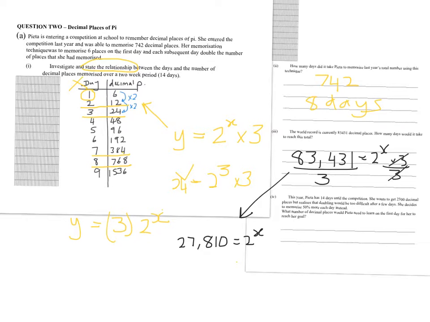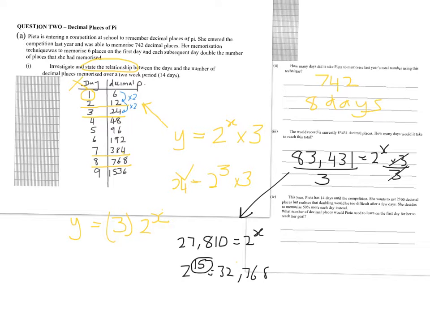You're going to have to use guess and check a little bit. I tried 2 to the power of 14 on my calculator, and that was too little, but 2 to the power of 15 equals 32,768. So that was how many days? It must be at least 15 days, because at 14 days there weren't enough decimal places.